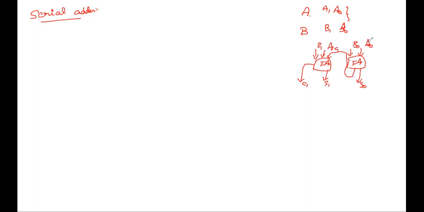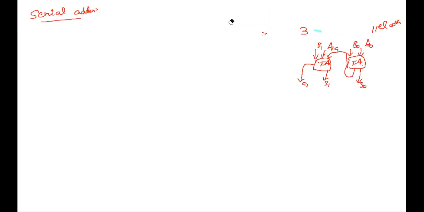This is the parallel adder. Suppose I want a 20-bit adder, means A is 20 bits and B is 20 bits. What happens? You require 20 full adders. The circuit becomes bulky. To overcome this problem, I am taking a serial adder.